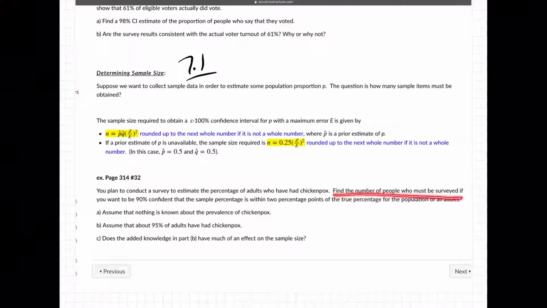Find the number of people who must be surveyed if you want to be 90% confident that the sample percentage is within 2 percentage points of the true percentage for the population of all adults. Assume that nothing is known, part A, and part B, assume that about 95% have had it. And part C, does the added knowledge in part B have an effect? All right, so here's the formula.